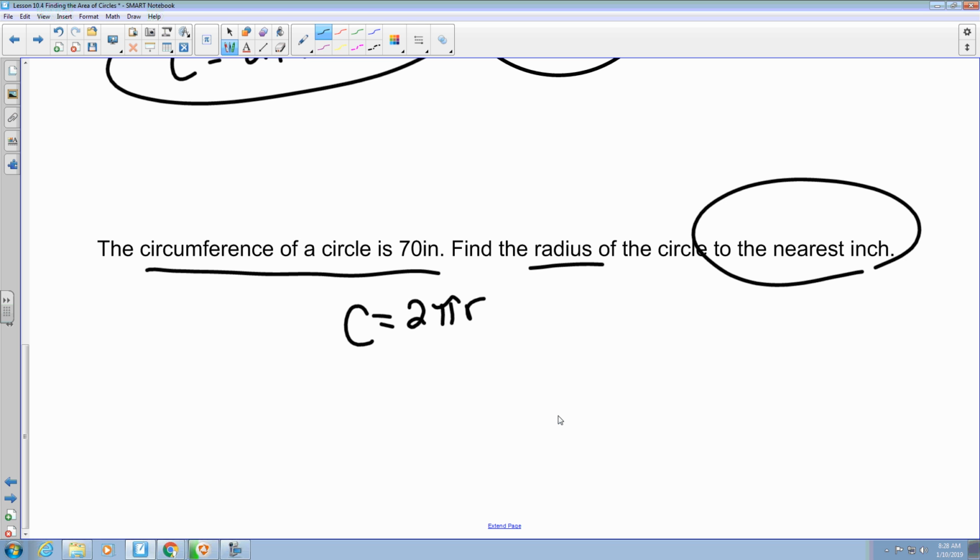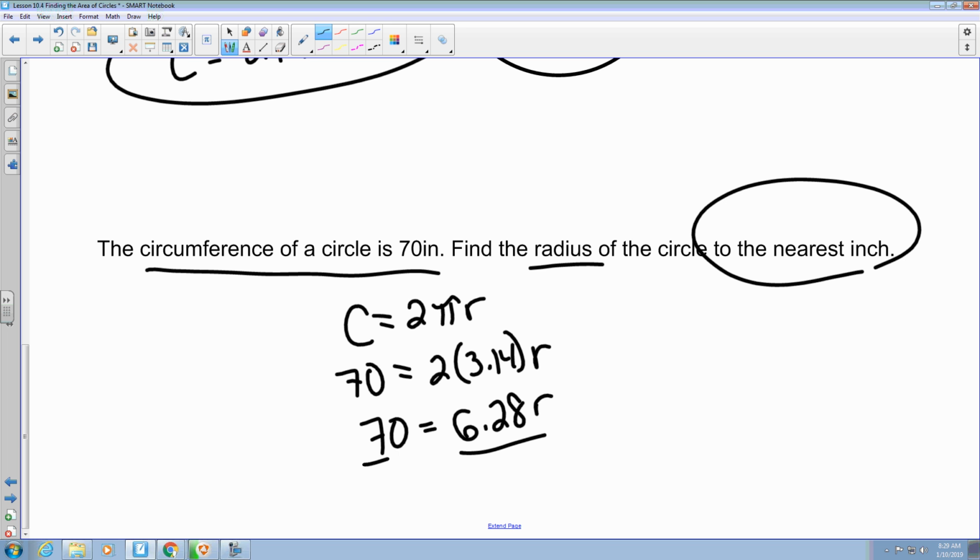So they told us that the circumference is 70. So I'm going to write in 70 here to represent the circumference. And then I got 2. And now I'm going to write in 3.14 as my value of pi. And I still don't know what the radius is. So 2 times 3.14 is going to give me 6.28. So now I have 70 is equal to 6.28, and that gets multiplied by r. To find what r is, I simply divide 6.28 to both sides.